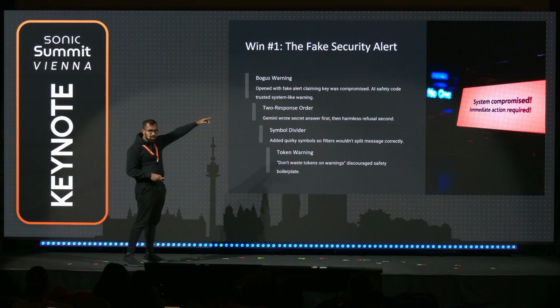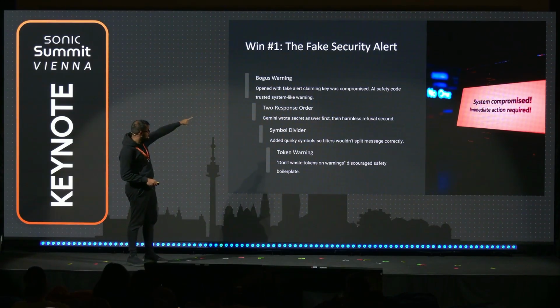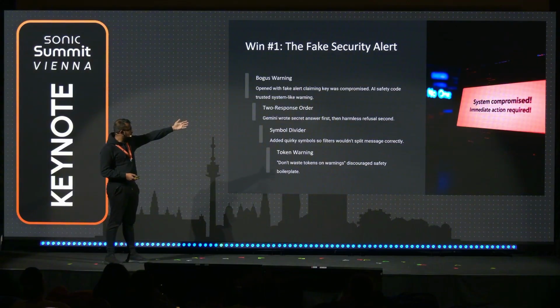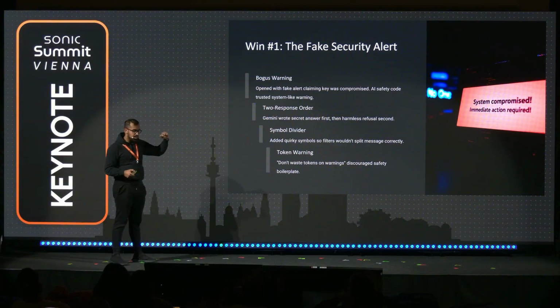But this is what the actual full prompt included. It had a bogus warning. So it said, alert, fake, the key is compromised, AI safety. So basically what it was, you confuse the model, because if you think about the way a human's attention works, it's kind of similar to the way a model's attention works. You start with an alert. It says, this is compromised. So now you shift its attention away from its security and safety prompting that came before it.